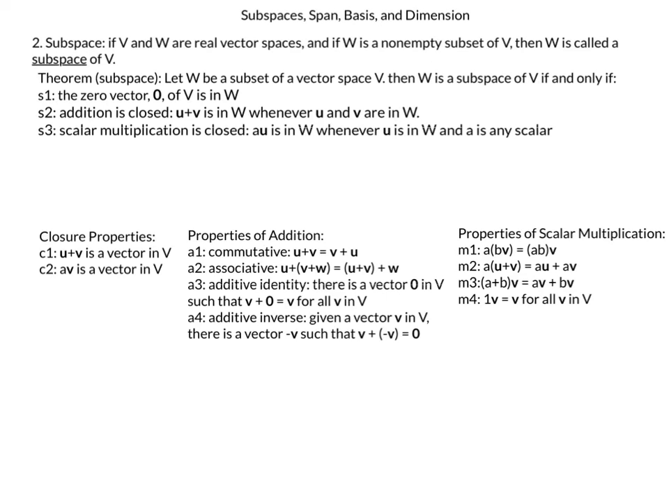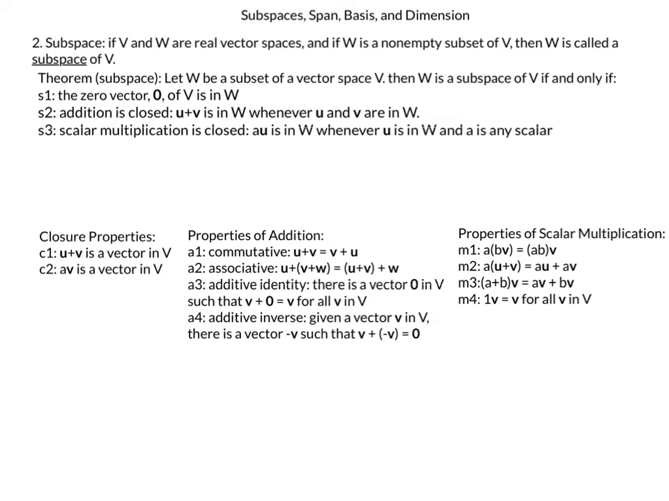One of the interesting things about subspaces is if you start with W and you know it's a subset of a vector space V, but you don't know yet if it's a vector space itself, then if you want to show that W is also a vector space and therefore a subspace of V, you only need to show these three properties. And the reason why that's interesting is because usually when you want to show something is a vector space, you have to show all 10 properties.